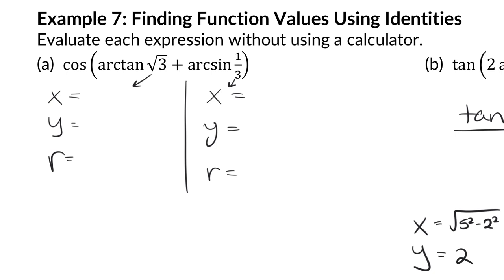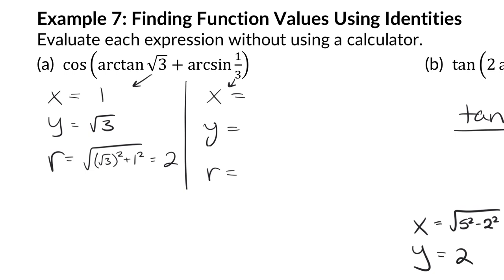If I tell you that arctan square root 3 is what's in there, did I give you X, Y, or R? Y and X. So here's Y, here's X. What's R? It ends up being 2. Square root of 3 squared is 3, plus 1 is 4. Square root of 4 is 2.